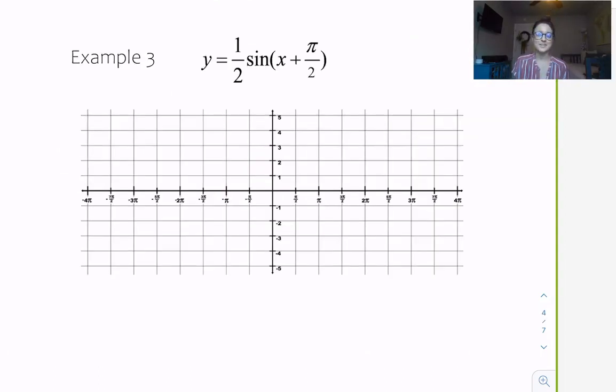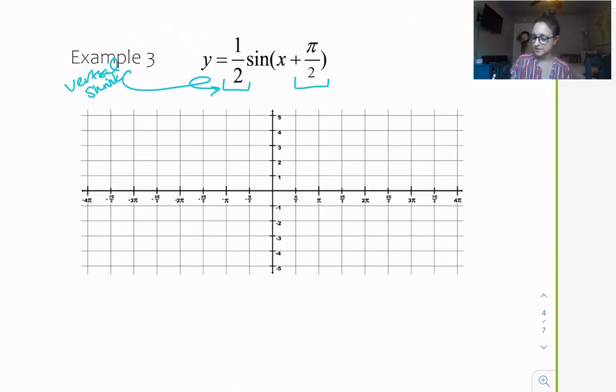All right, so for example 3, we've got y equals 1/2 sine of quantity x plus pi over 2. So how many transformations do we have in this case from our parent function? We've got 2 transformations. So one transformation here is multiplying by 1/2. So what does that do to the parent function? This is going to be a vertical shrink, right? Since what I'm multiplying by is less than 1. So vertical shrink by a factor of 2. So I'm just going to compress towards the x-axis in this case.